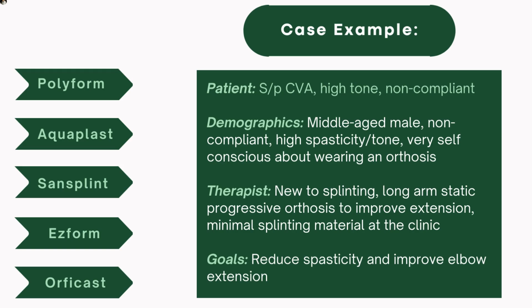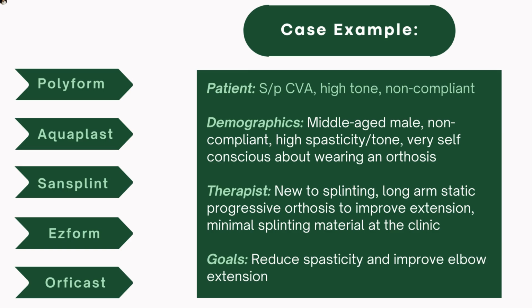All right, so let's look at our first case example. We have a patient status post CVA. He has high tone and is very non-compliant. He's a middle-aged male, high spasticity, like we said, and he's very self-conscious about wearing the splint that he needs. So you, the therapist, you're new to splinting, you don't have much experience, you need to make a long arm static progressive orthosis to improve his elbow extension, and you have minimal splinting material at your clinic. The goals of the splint are to reduce spasticity and to improve elbow extension for the patient.